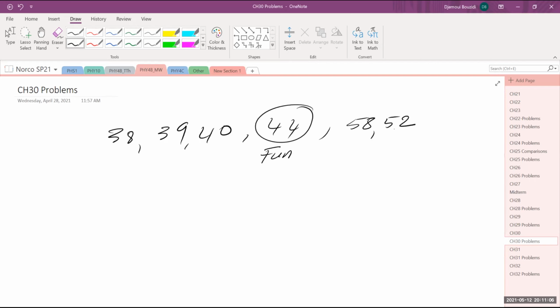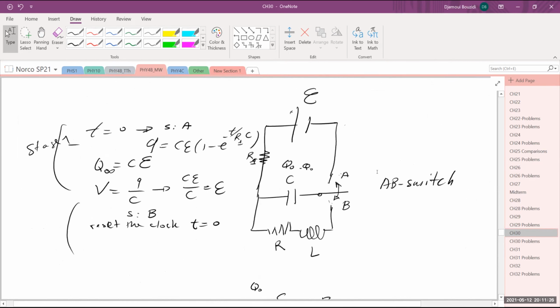So let's look at problem 38. Problem 38 says the following. For the circuit shown in figure 30.17, that is the figure I was showing in here, actually. This is a typical textbook example that we do in physics. C is 15 nanofarads, L is 22 millihenry, and R is 75 ohms. Calculate the oscillation frequency of the circuit once the capacitor has been charged and the switch has been connected to point A. So let me go back into the problems.